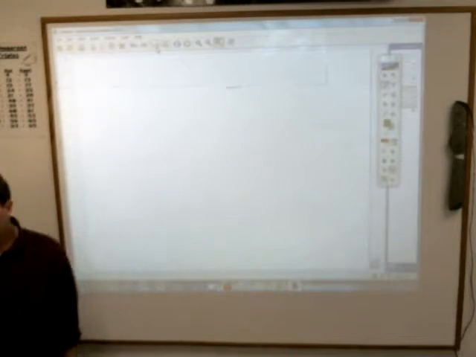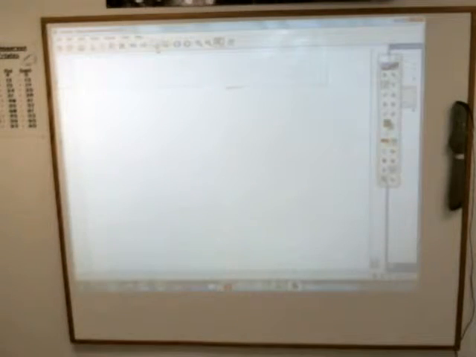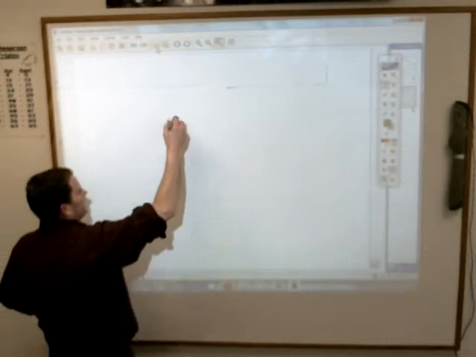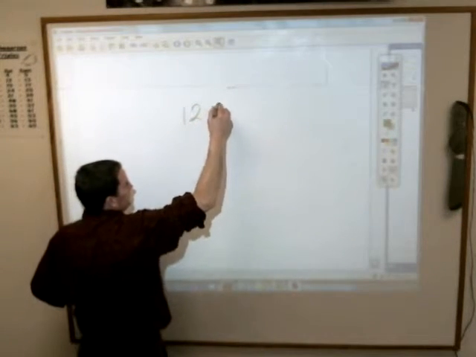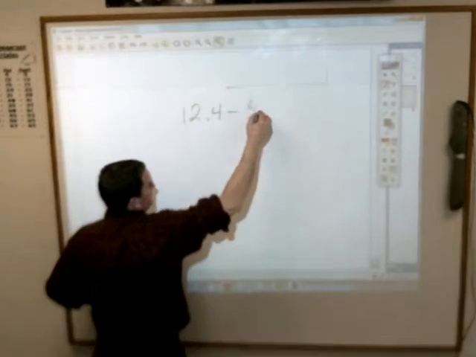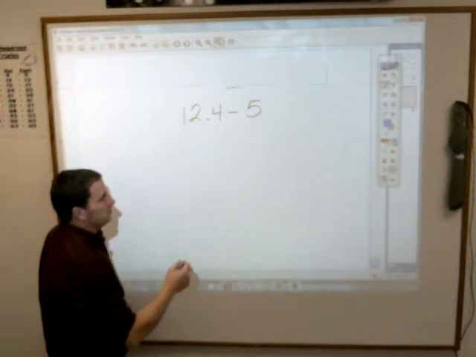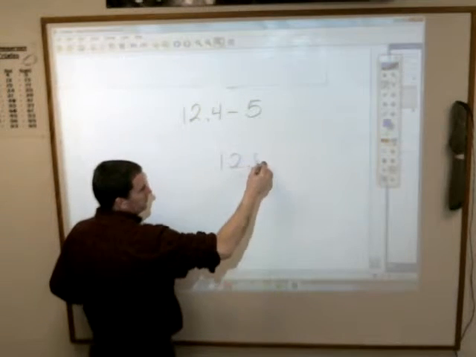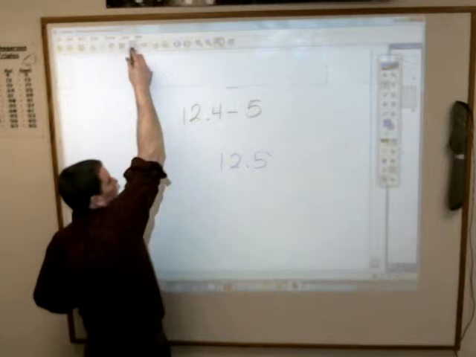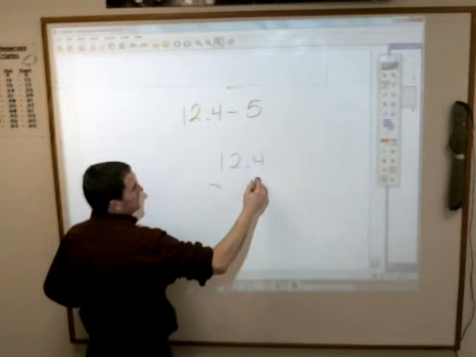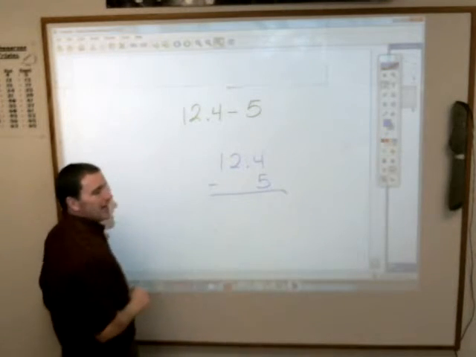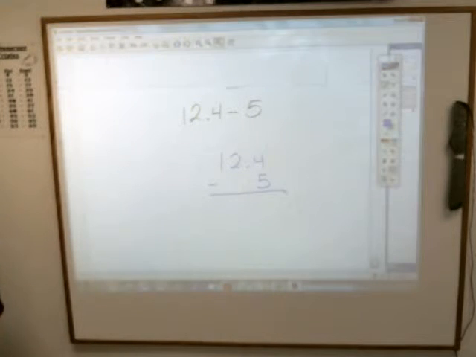Let's look at another example or two. How about this one? Let's do a subtraction problem. 12.4 minus 5. Just be careful, because a lot of times I see people writing a problem like this. They'll write 12.4 and then minus 5. You will get the problem wrong if you do that.